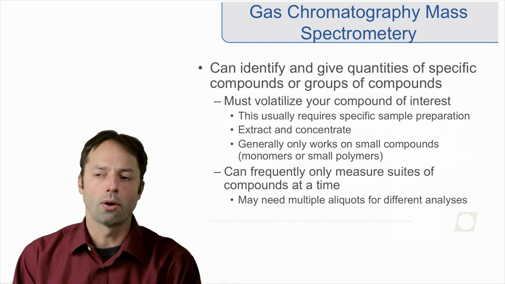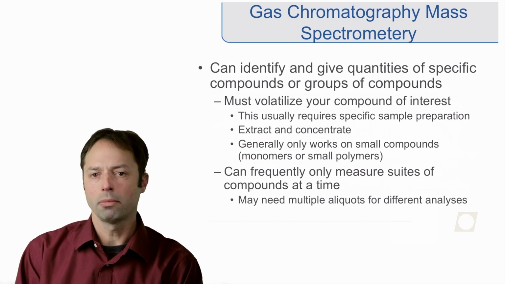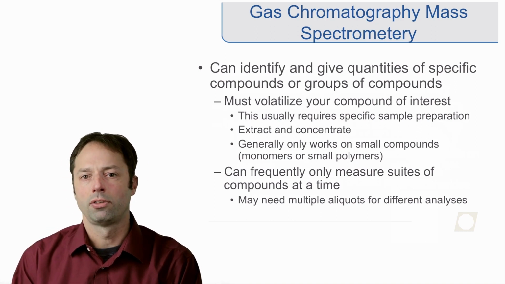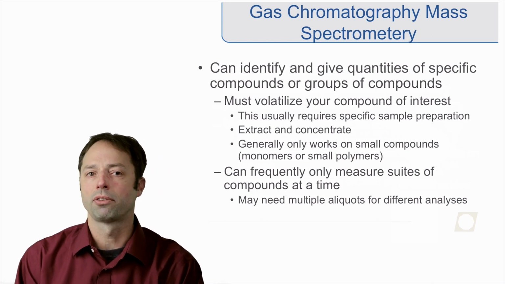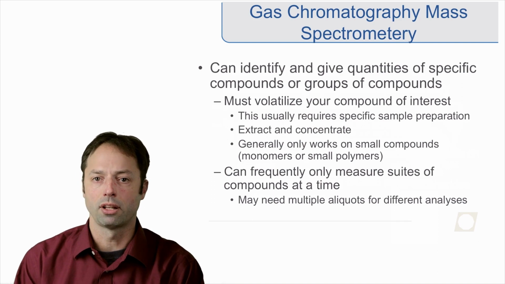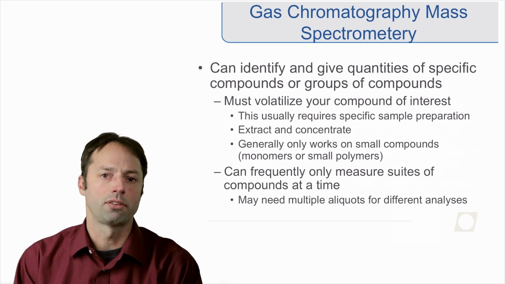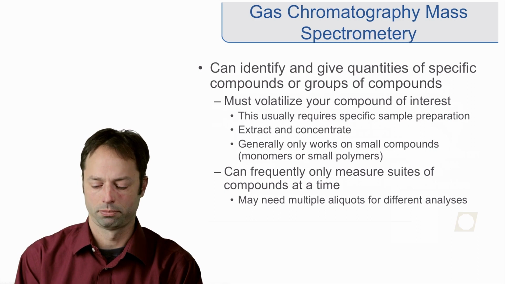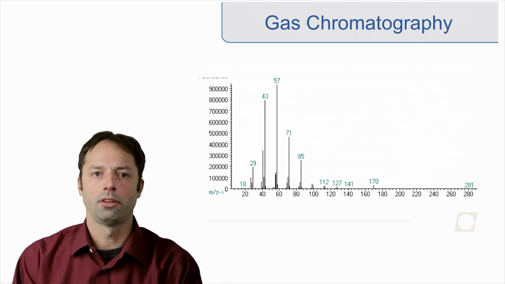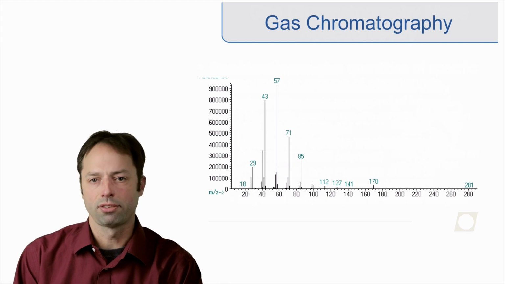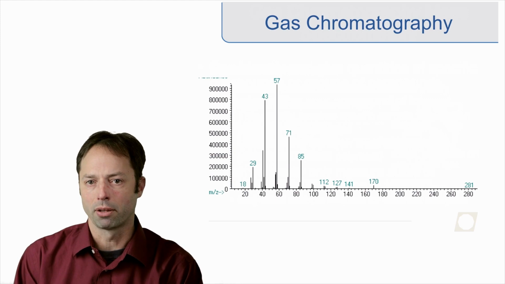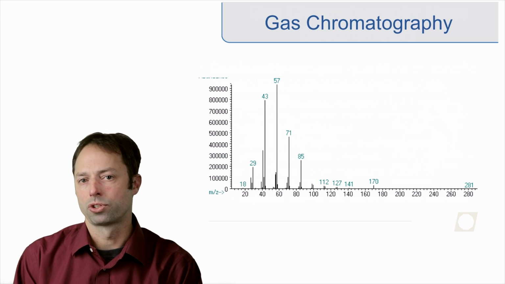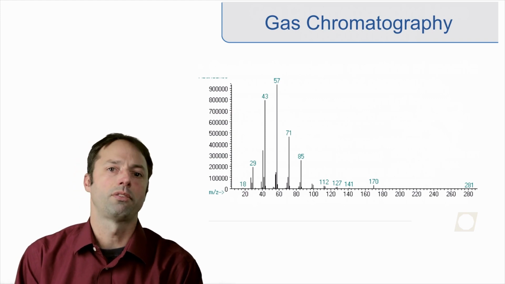You can generally only measure certain suites of compounds at a time. So if you're looking for, say, all of your sugars and all of your amino acids, you would probably have to run two analyses. You may need to collect enough sample to have separate aliquots to run on your different analyses. And this is basically what gas chromatography gives you, where each peak is a separate compound within the suite of compounds. Now this might be all of the sugars, and we're looking at the abundance of individual sugars within a sample.